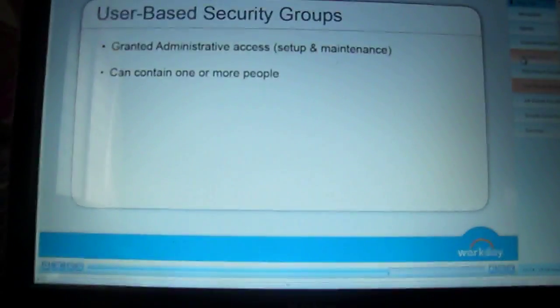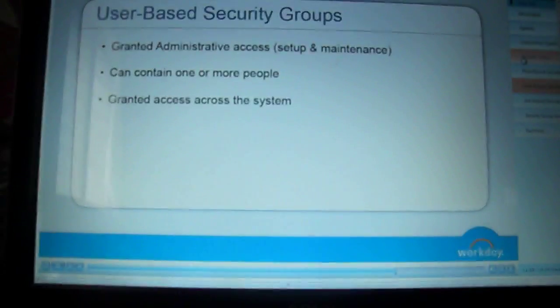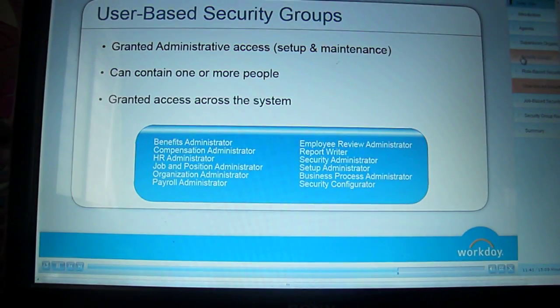There can be multiple people in your organization within the same user-based security group, and these people will have system administrator-type responsibilities. User-based security groups are unconstrained and allow company-wide data access, and are manually assigned to a person. Workers within user-based security groups do not necessarily have access to workers' data. Here is a partial list of the user-based security groups that are delivered in the Workday system.